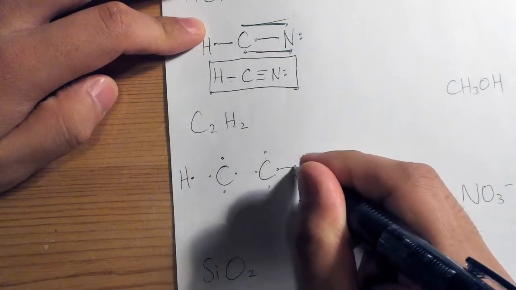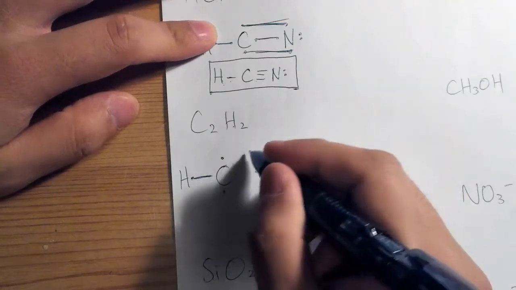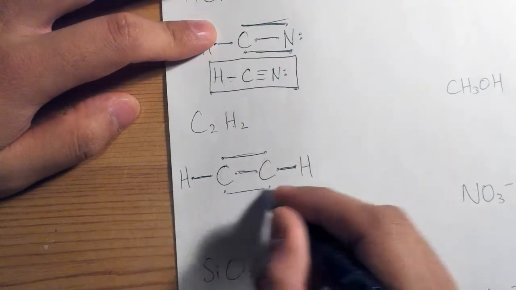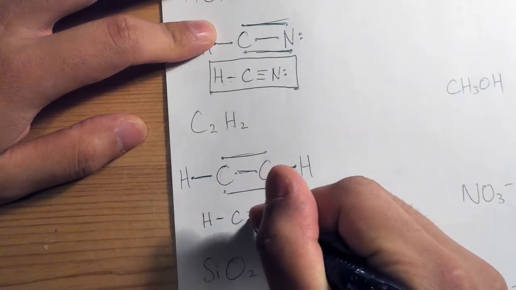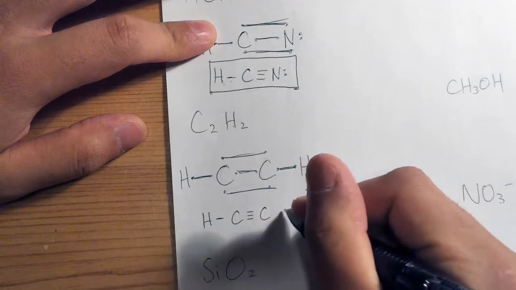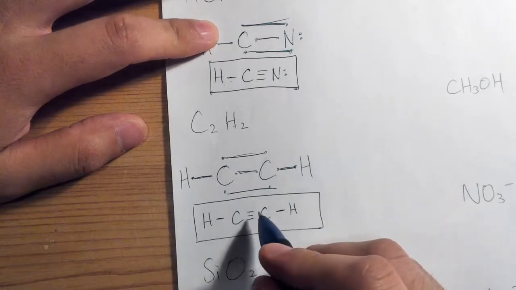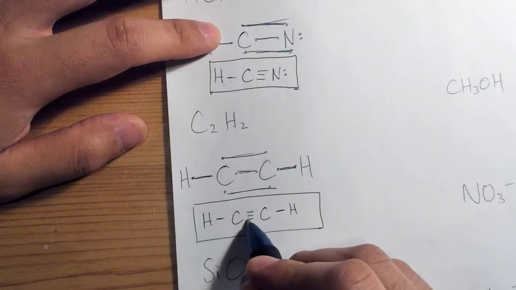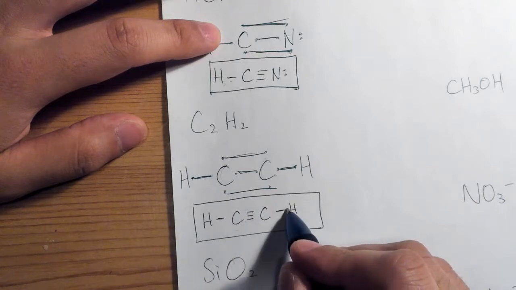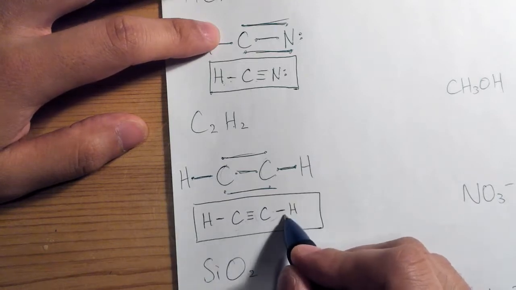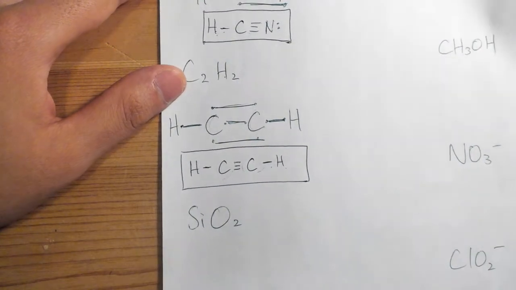Next, I'm going to connect those lone electrons. So 1 and 1, 1, 1. Next, I'm going to connect these together, which gives you H with a single bond to carbon, a triple bond between the 2 carbons, and a single bond to hydrogen. So that will be your structure. Let's check if it's right. 1, 2, 3, 4, 5, 6, 7, 8. So there's 8 here, 8 here, and then 2 valence electrons for each hydrogen. So that would be your structure.